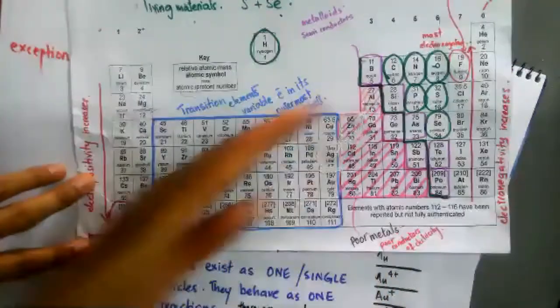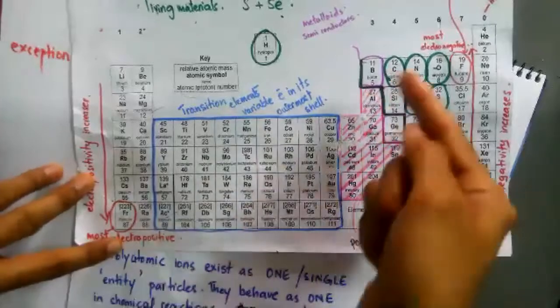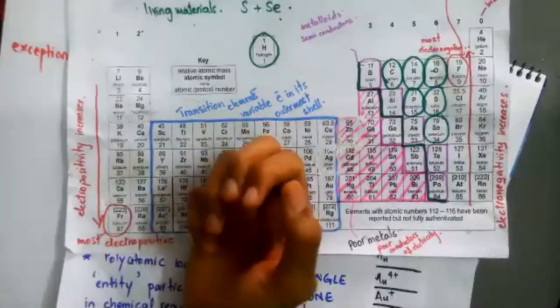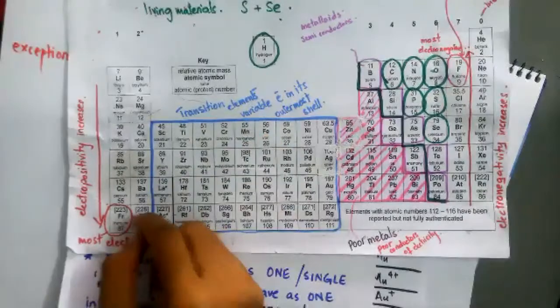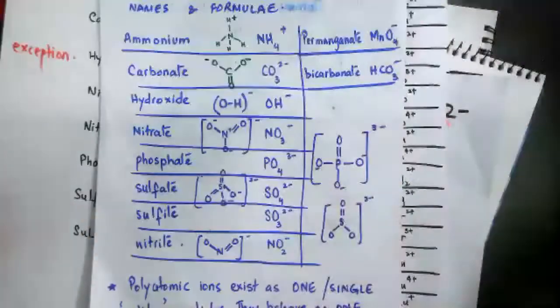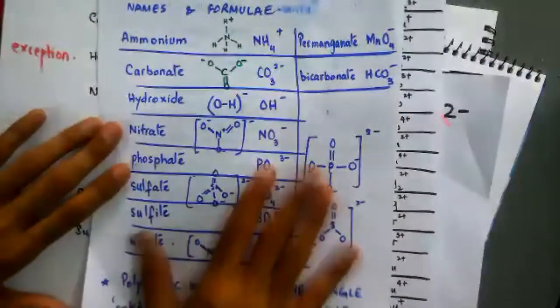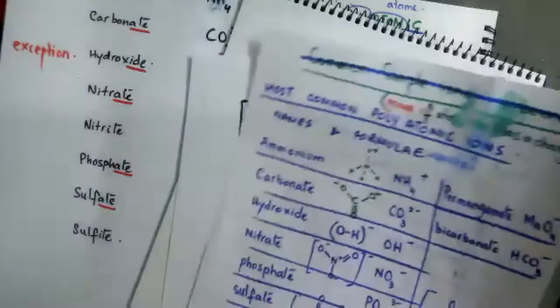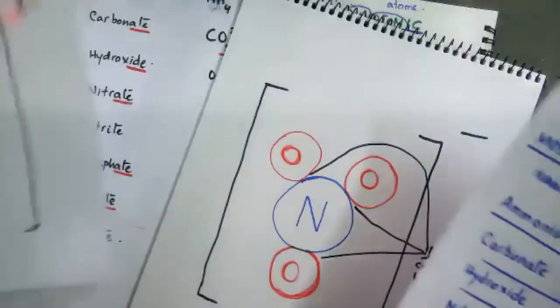And electropositivity is just the opposite of electronegativity, meaning that they don't have the pull towards the electron, and so they are the weakest. Okay, so did you understand these polyatomic ions? I think I've talked enough about them. So let's move on. Now how to write their formulae?